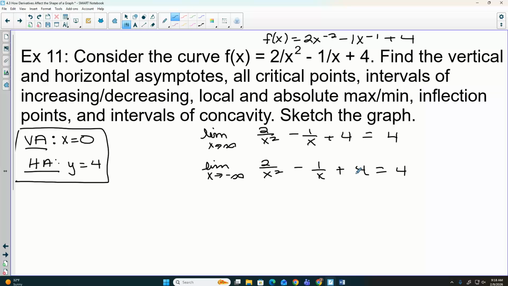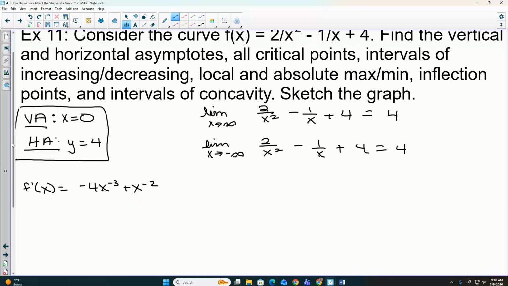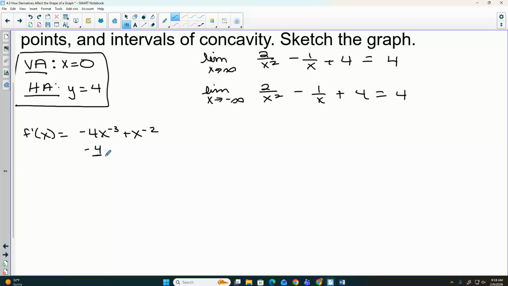Okay, critical points. Now we're back to normal. We do our derivative. I'm going to do the derivative from the one where I wrote it with negative powers. So derivative of 2x to the negative 2 would be negative 4x to the negative 3. Derivative of negative x to the negative 1 would be positive x to the negative 2. If you prefer, you can write this as -4 over x cubed plus 1 over x squared. You need to know anytime this is 0 or undefined.